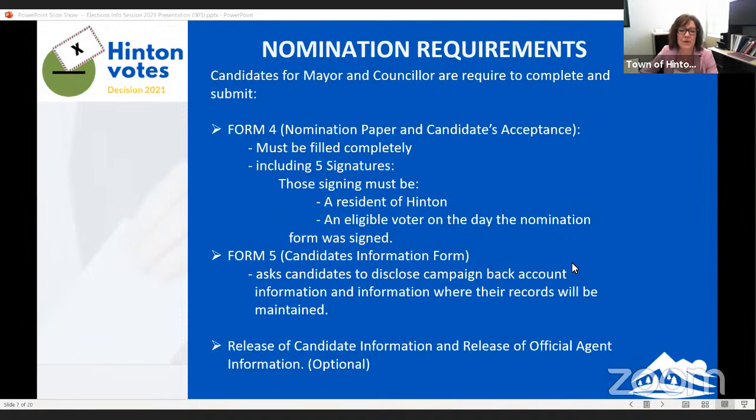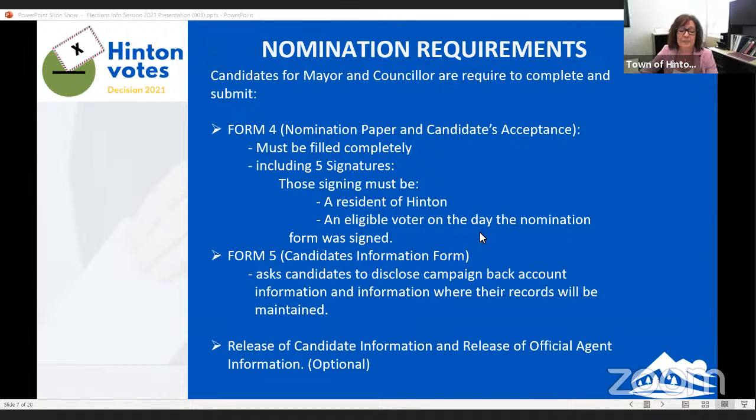So, nomination requirements. Candidates for mayor and councillor are required to complete and submit the following forms. Form 4 is the nomination paper and candidate's acceptance form. The form needs to be filled out completely, and it requires 5 signatures. The 5 signatures must be from residents of Hinton, and they must be eligible voters.